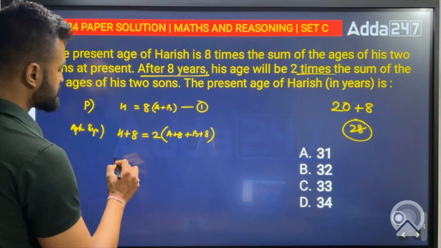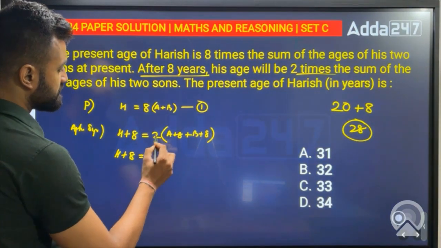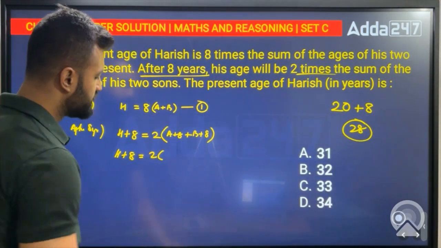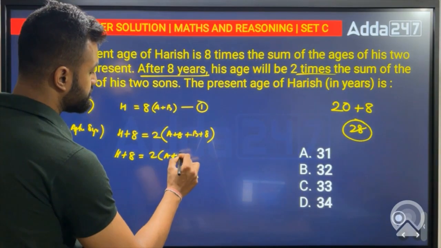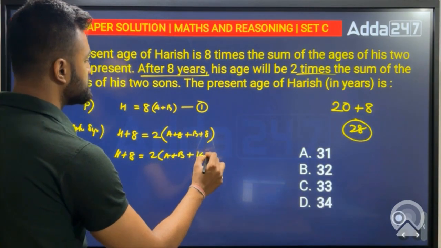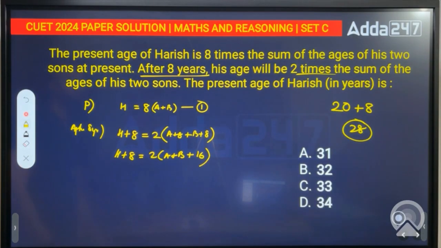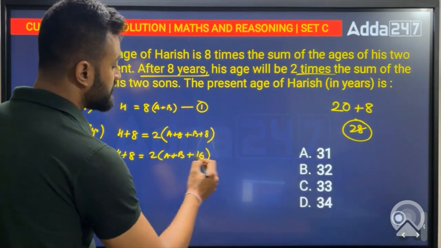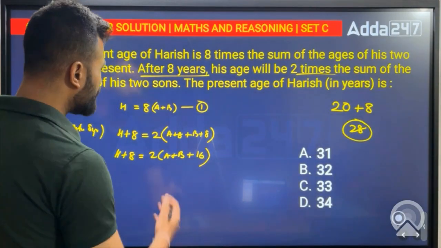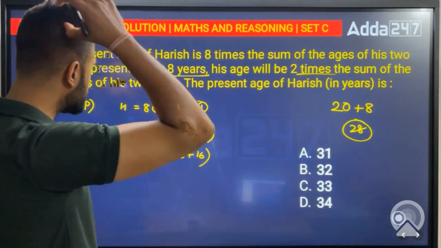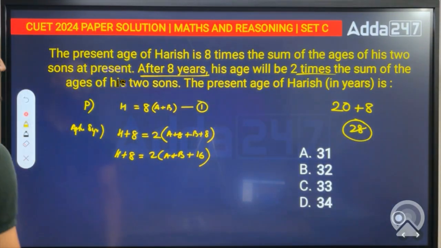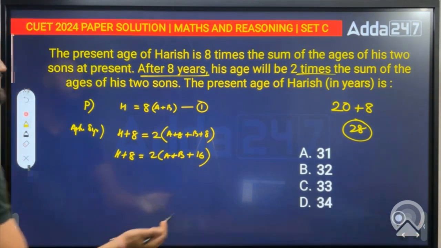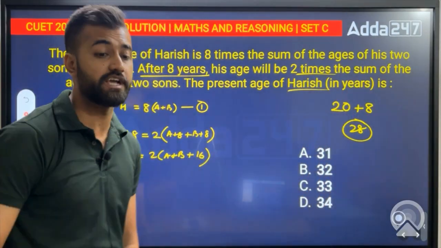So, here we have, sir, H plus 8. Here, sir, 2. Inside the bracket, sir, A plus B plus 8 plus 8 would be 16. So, I'll write, sir, A plus B plus 16 out here. Done. If you open this bracket, this 2 goes inside, so this 2 will get multiplied to each and every term. You can do that, or you can do it like this also. What you can do is, you can directly put this particular thing out here. What do we need, sir? We need to find the present age of Harish. Okay, we need to find the present age of Harish.